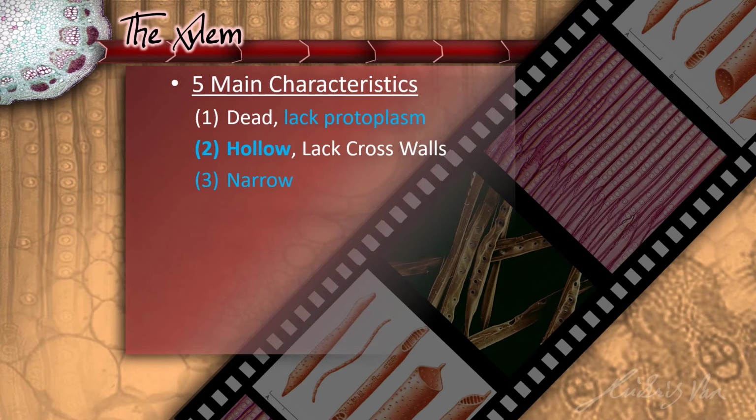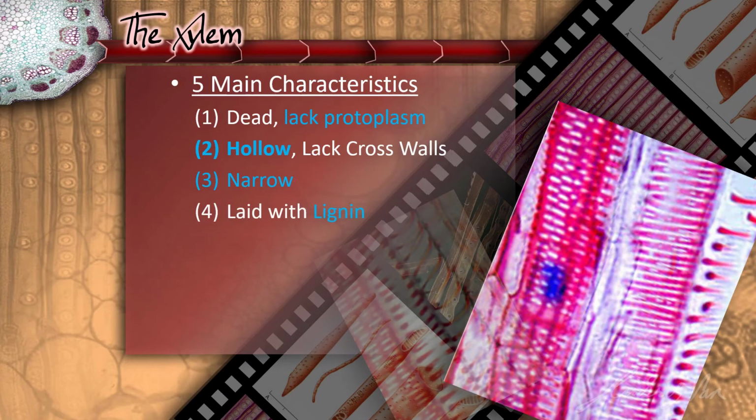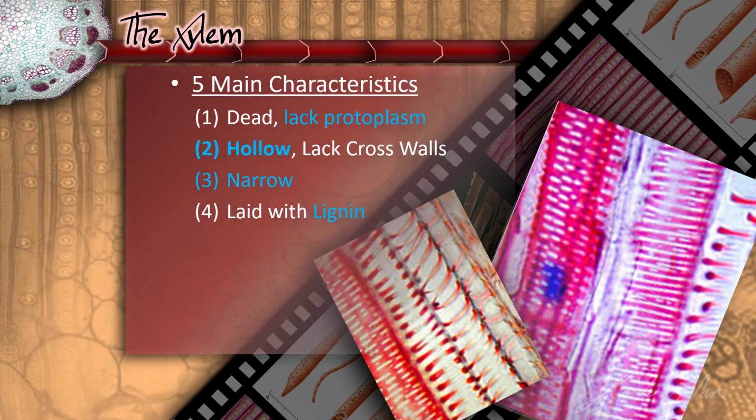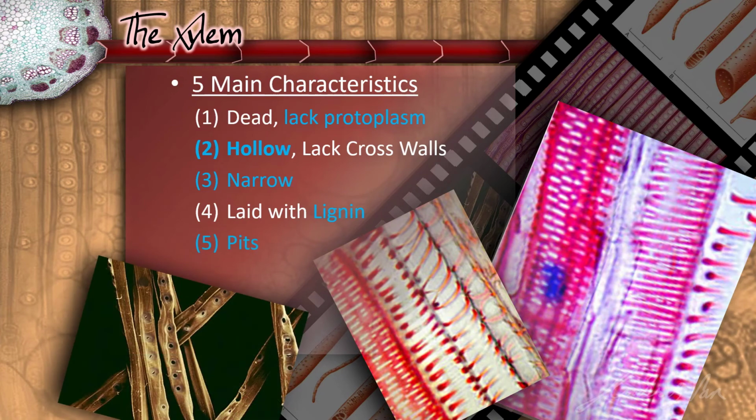Xylem is narrow. This is important for one of the factors that allows the plant to suck up the water. They are laid with lignin, which provides mechanical support. Lastly, there are pits between cells that are beside one another. So what's the function of pits? I will explain it later on.